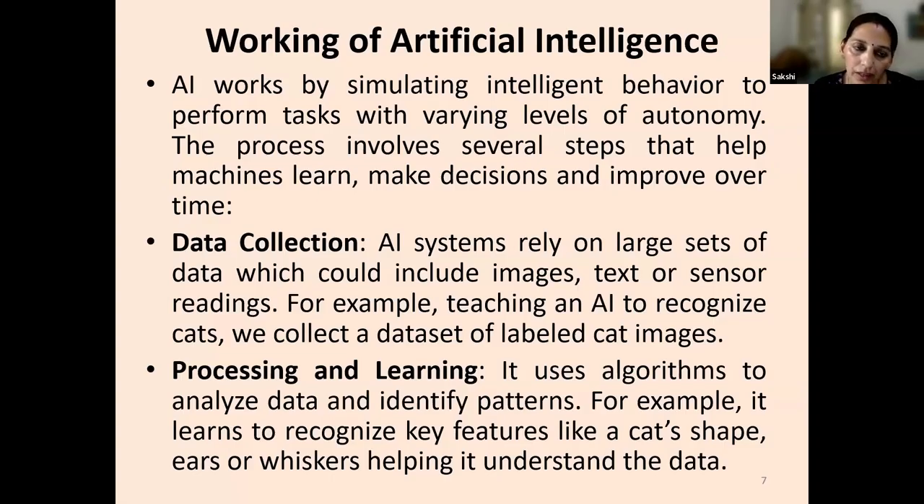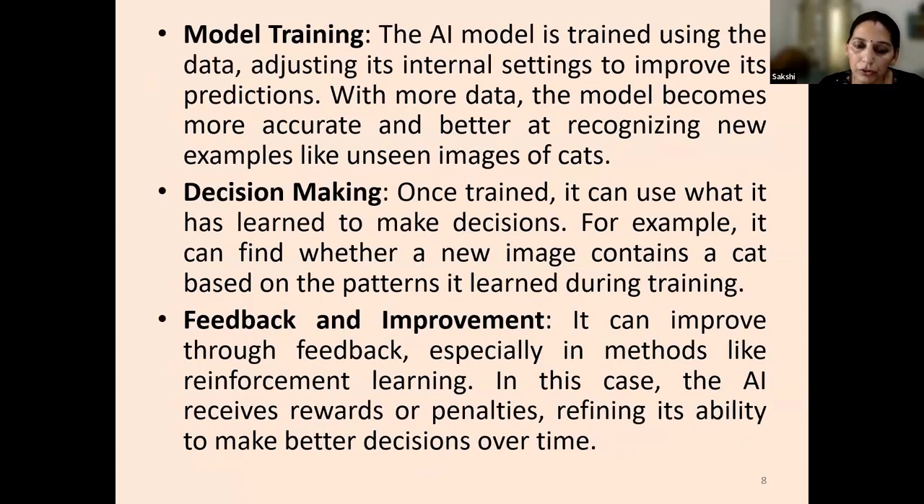Next step, after data collection, is processing and learning. It uses algorithms to analyze the data and identify the patterns. For example, it will recognize how to identify a cat depending upon the shape and features like forelegs, ears, and whiskers, to understand its data. Then after processing, next is model training. Here the AI model is trained using the data, adjusting its internal settings to improve its prediction. So if the AI has more data, it can give predictions very precisely.